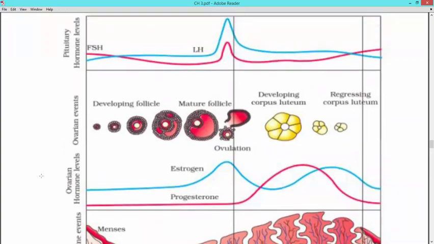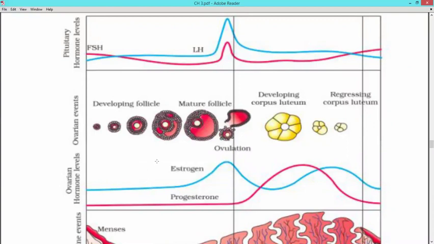Now the next one is the ovarian events, that is the maturation of the follicle, right? The first follicle is said to be the primary follicle, because it has one layer of granulosa cells around it. Inside it there is the primary oocyte. After that there will be another layer of granulosa cells and the theca, and it is going to form the secondary follicle.